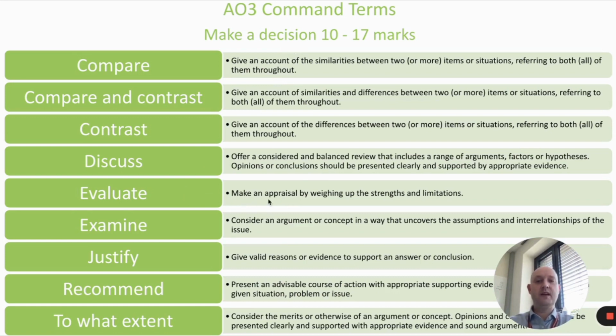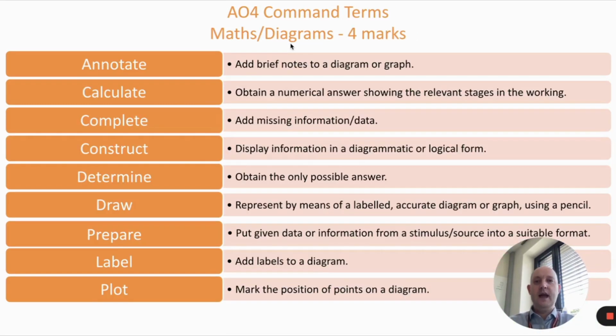So making an appraisal, I've just summarized as when you have to make a decision. So you give pros, you give cons, and then you come to a decision. I've got some examples coming up. And then the maths and diagrams, AO4, there are 9 of these. And these are things like calculate. For drawing, maybe you construct, maybe you draw, maybe you label, or you plot something. So again, these are your skills related to maths and diagrams.